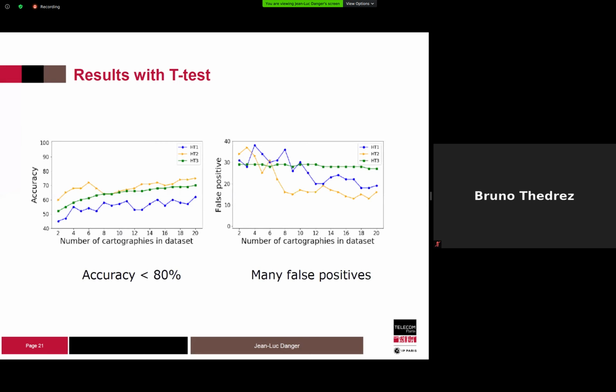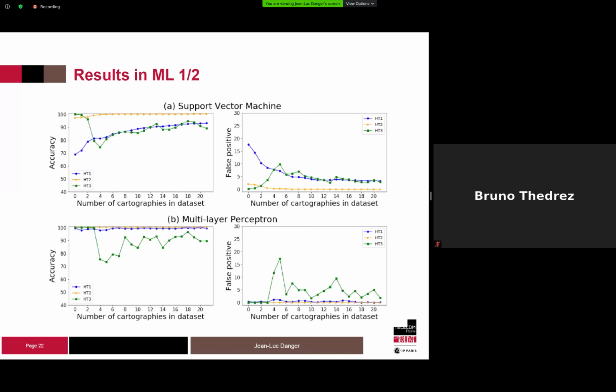It's a statistical test, and you can clearly see that the accuracy you get with the t-test is very bad. It's less than 80%, and you also have a lot of false positives, roughly 30% with 3 types of Trojan. The third type of Trojan, HT3, is a very small Trojan, taking 0.1% of the place in the circuit.